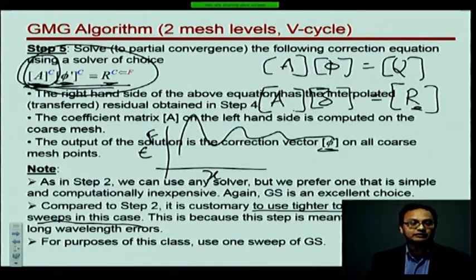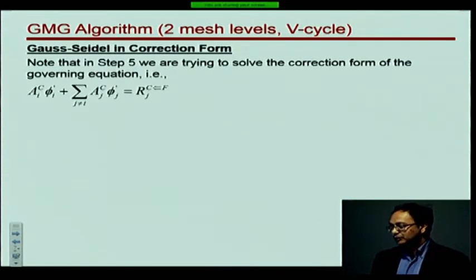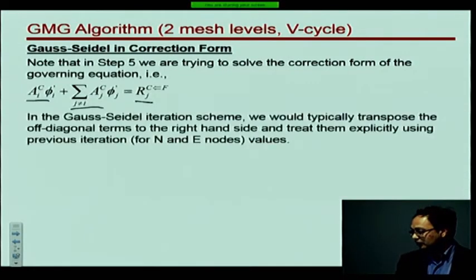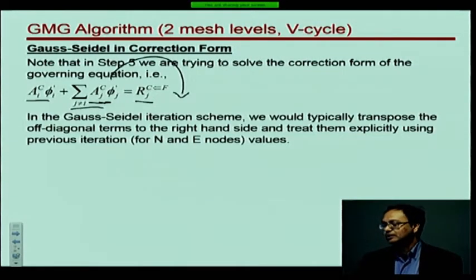So here's the Gauss-Seidel equation in correction form. Instead of writing it in matrix form, I've just written it as, here's your diagonal, here's your off diagonals, the 4 terms that you have, the east, west, north, south, and then here's your residual. You all are familiar with this now. So in the Gauss-Seidel iteration scheme, we would typically take 2 of these terms and transpose them over to the right hand side. Essentially 2 of these terms will be implicit and 2 of them will be explicit. That's what we do.